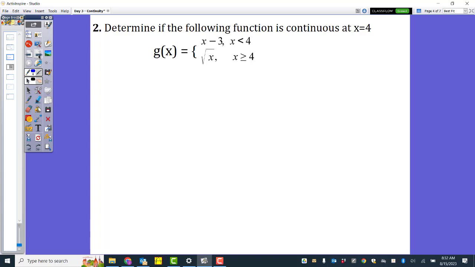All right, so three-step test. 1, we're looking at g of 4. Well, here's where x is equal to 4, so that's square root of 4, which is equal to 2.